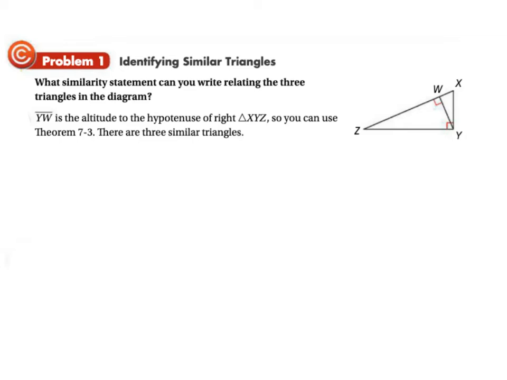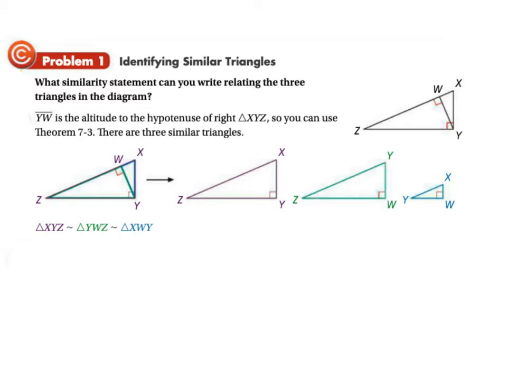We see that YW is the altitude, so we can use theorem 7-3. There are three similar triangles. We already kind of knew that. And here's how you do it. You can take that larger triangle, label the vertices X, Y, Z, and then take this triangle, and you can see that that 90-degree angle W has to go down there, and this smaller acute angle is Z, that's there.